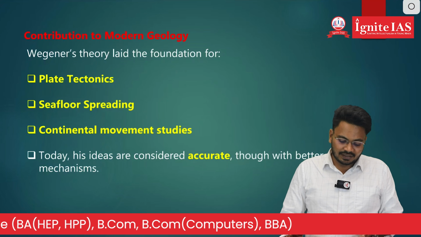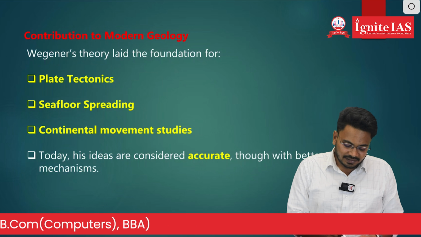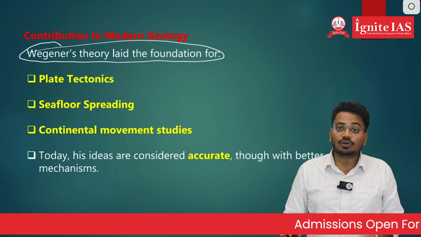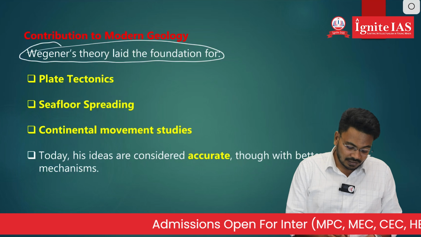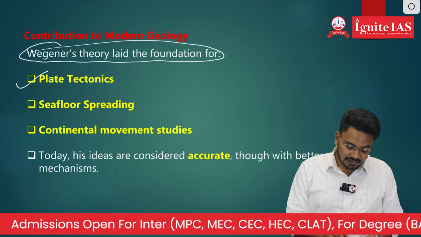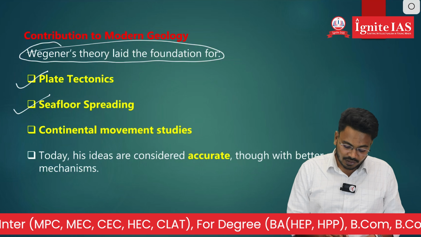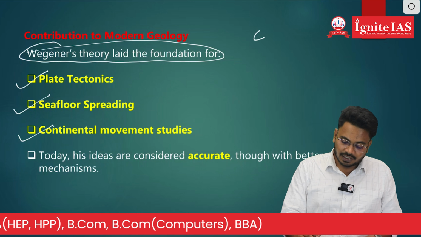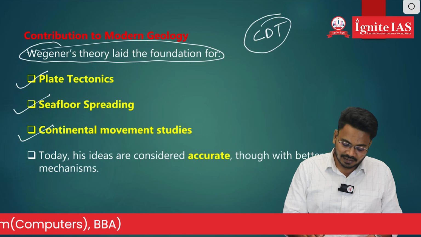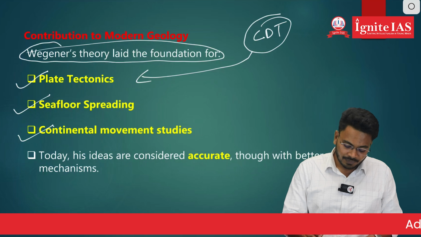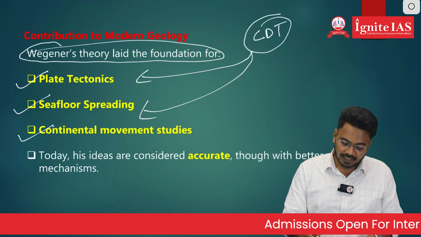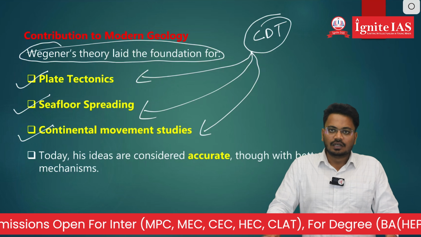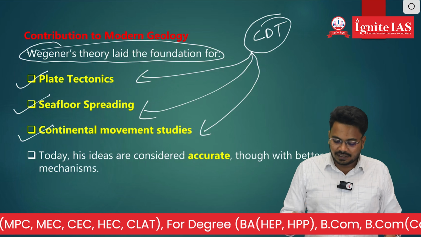Now if you see this particular theory, it laid the foundation for modern geological concepts. In that, first is the plate tectonic theory. Second is the sea floor spreading theory. Third is continental movement studies. So this singular theory, the continental drift theory, has led to the creation of plate tectonics theory, sea floor spreading, and continental movement studies. Right. So this was the story behind the continental drift theory.